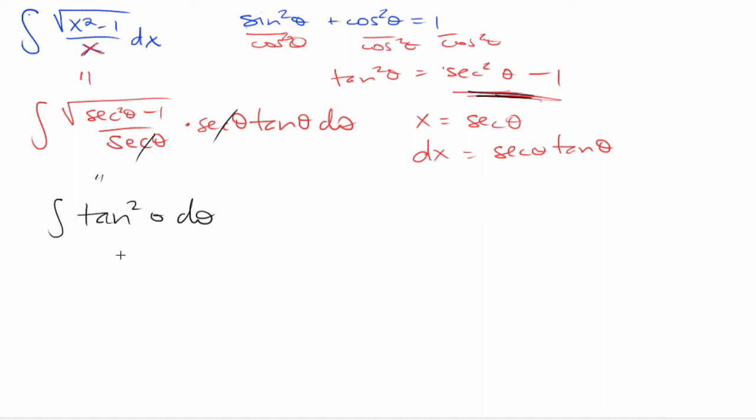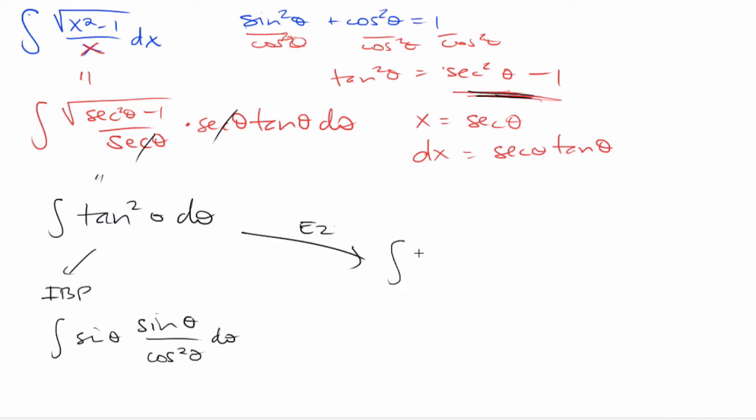You have two options here that I could see. One, you want to use integration by parts on sine theta over cosine squared theta d theta. That's one option. I think an easier option would be to rewrite tangent squared theta using this identity again as secant squared theta minus 1 d theta, and then the integral of secant squared theta is just tangent theta, and then the integral of negative 1 is just negative theta, and then we add on our c.